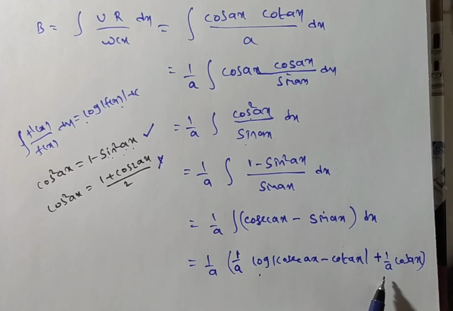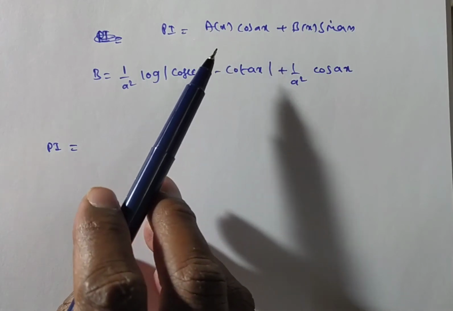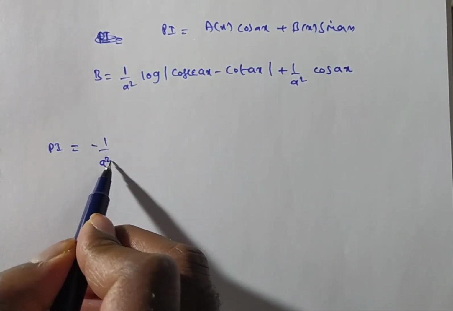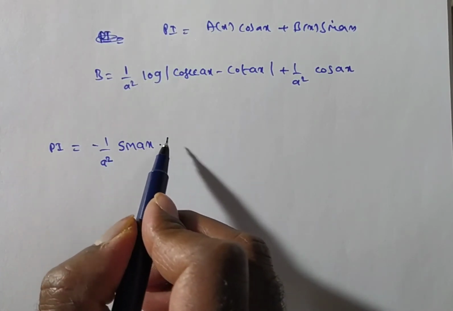So 1 by a into 1 by a is 1 by a square cos ax. So these two values, which values? A and b values we have to write in the particular integral. Then the particular integral will be a of x into cos x. What is the a of x here? We have a of x is equal to minus 1 by a square into sin ax into cos ax.